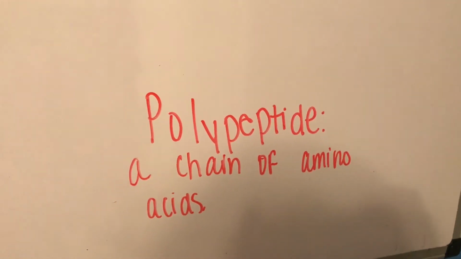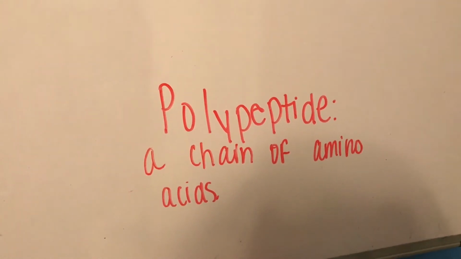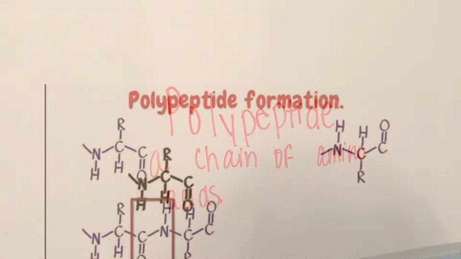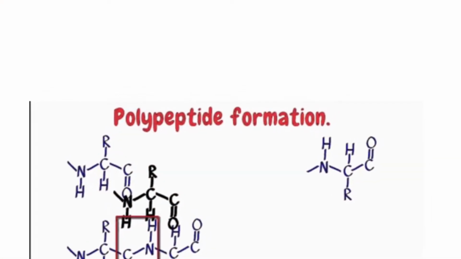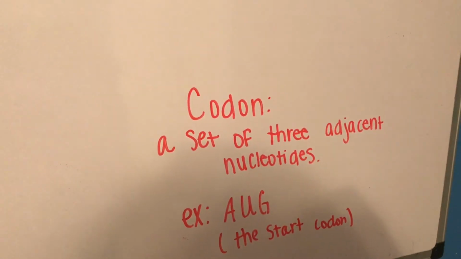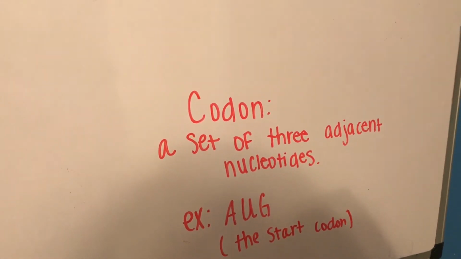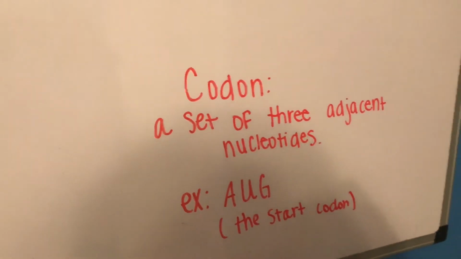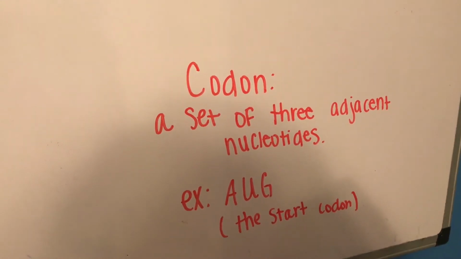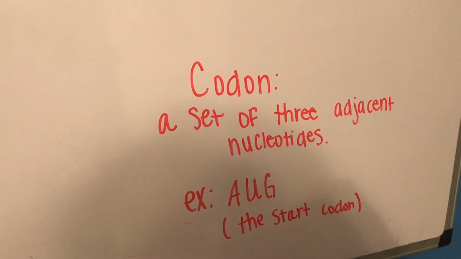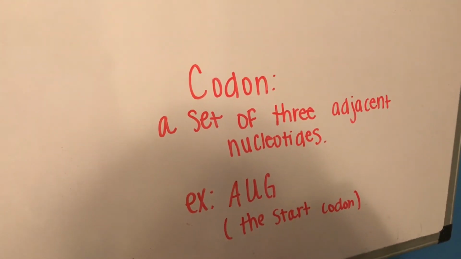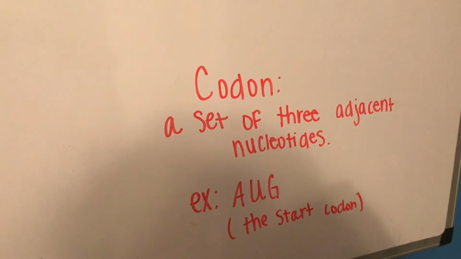Our next word is polypeptide. A polypeptide is a chain of amino acids. In the picture you will see next, it will be a picture of a polypeptide. Next we have a codon. A codon is a set of 3 adjacent nucleotides. For an example, we have AUG. A is 1 nucleotide, U is 1 nucleotide, and G is 1 nucleotide. But altogether, AUG makes 1 codon. AUG is also usually the start codon.